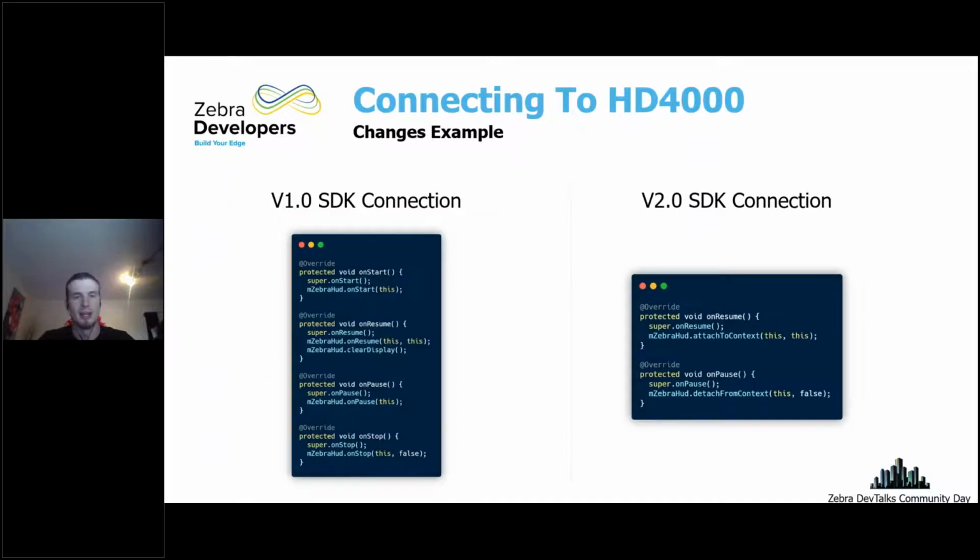So just to give an example of this, on the left-hand side, we have the legacy way of connecting to the HD4000. And we can see here on the right-hand side that we've greatly reduced the amount of boilerplate code that you need to include. So instead of calling all these lifecycle methods, you just call attach to context and detach from context. I've put these in onResume and onPause, but it's up to you essentially, based on your use case, whereabouts in your app lifecycle you would call these 2 methods.